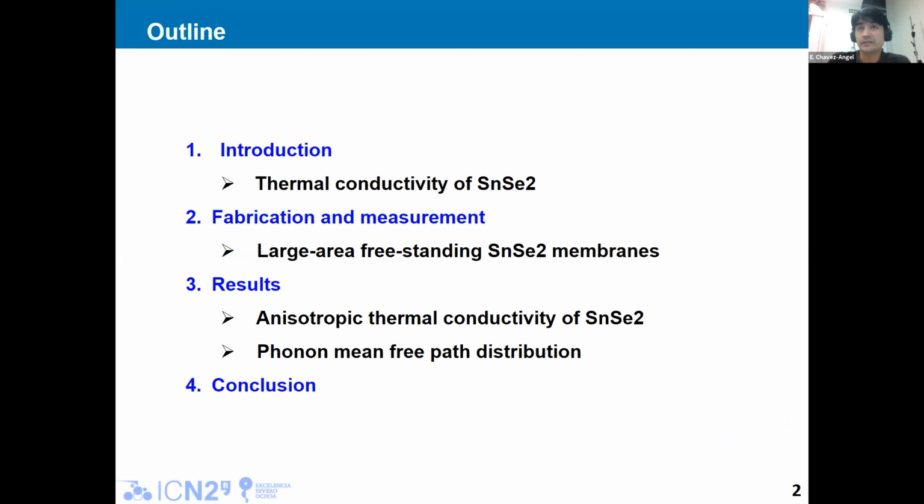Okay, a little bit of the introduction. I will start to speak about some properties of the thin diselenide, why we're interested in this material. I will also introduce a little bit the fabrication for measuring the in-plane and cross-plane thermal properties. And the last part is the introduction of the anisotropic thermal conductivity, but very briefly, together with the phononic mean free path distribution, which we obtained from the experimental data.